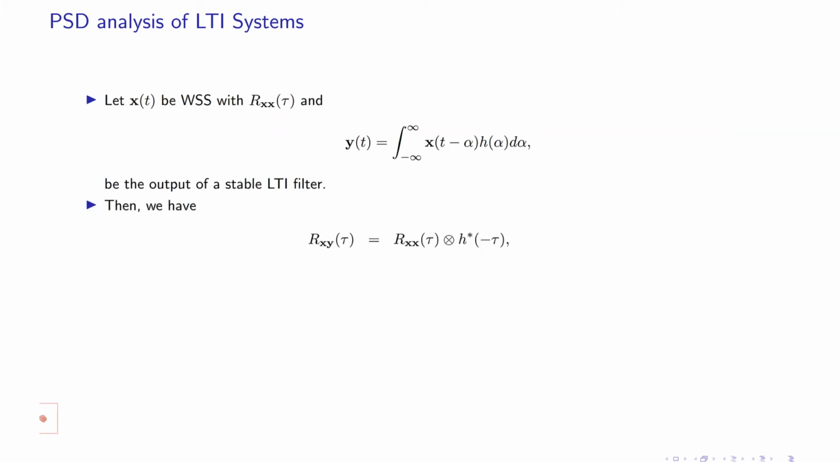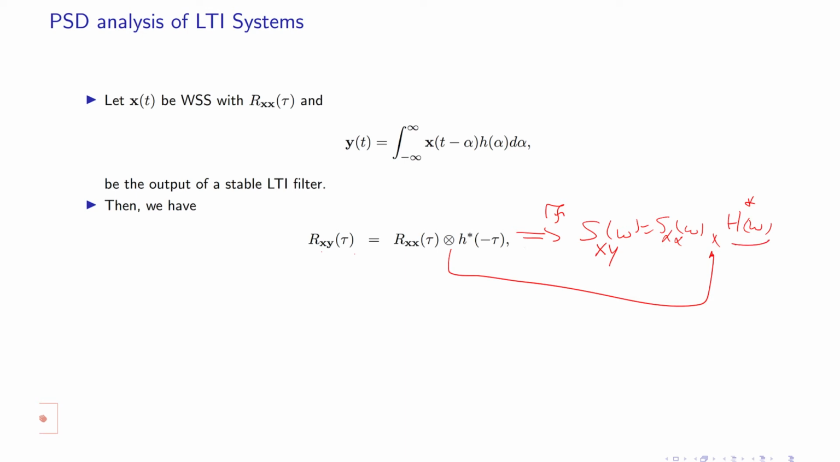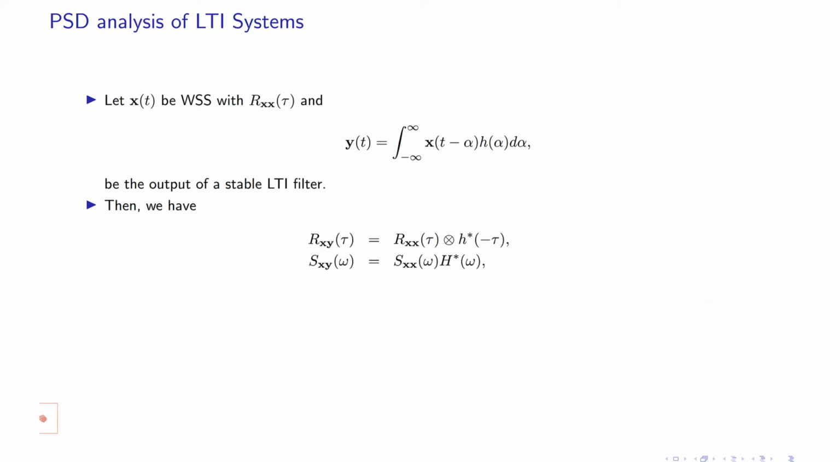We have shown previously that the cross correlation of the input and output is expressed by this equation. So obviously from here, if I apply a Fourier transform, I get the cross power spectral density Sxy of omega, which becomes Sxx of omega times h of omega conjugate, because the convolution becomes a product, and the Fourier transform of that is equal to the Fourier transform of this one. So we get this very easily.